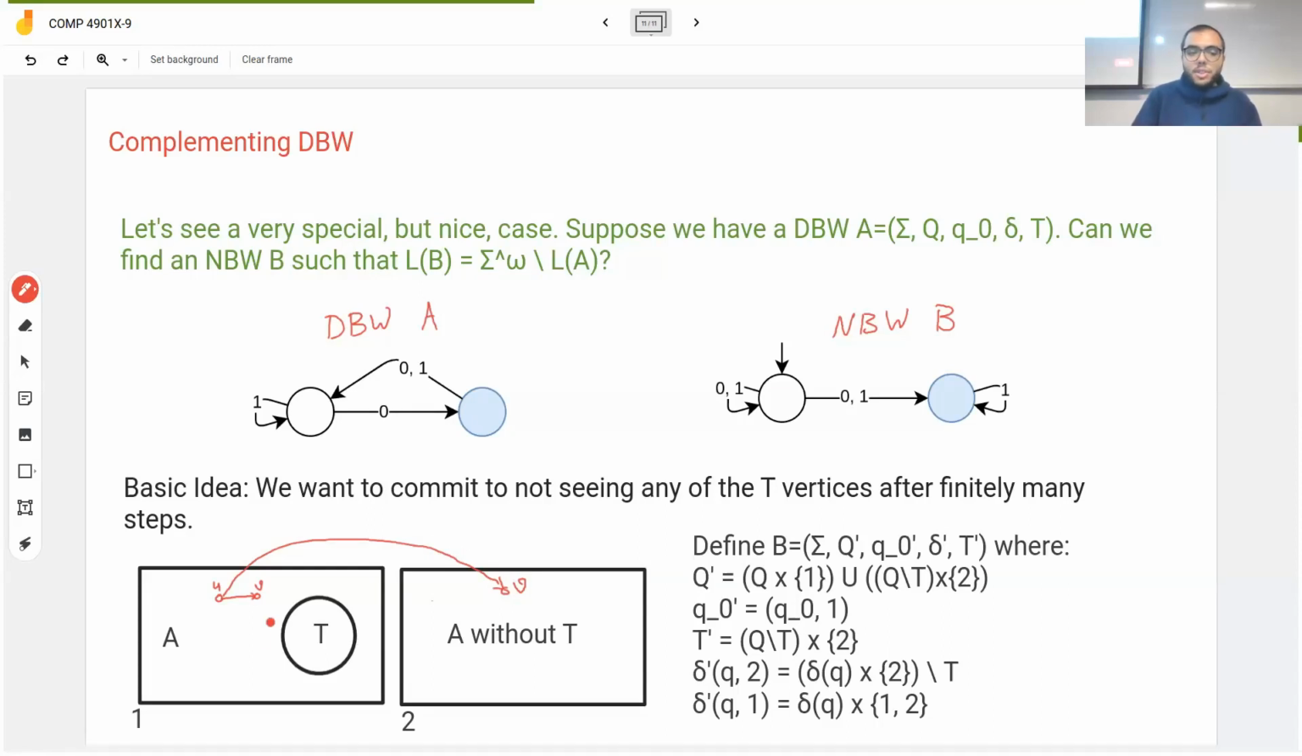Because basically in the original automaton, in order to get accepted, a run had to visit T infinitely many times. In this complement automaton that I created here, in order to get accepted, a run has to commit at some point after a finite prefix to never see T. Right? Which is, of course, the complement of seeing T infinitely many times.